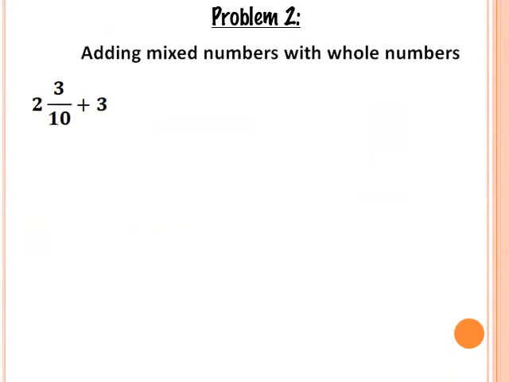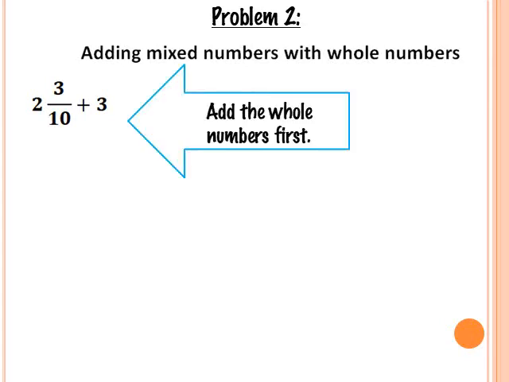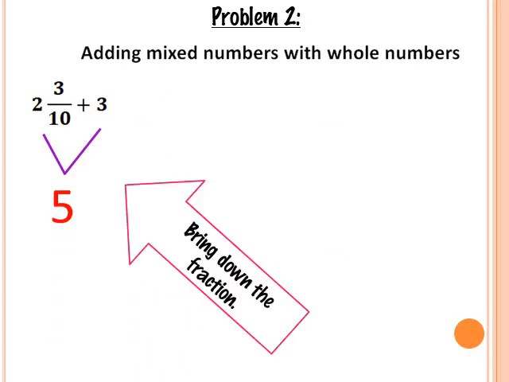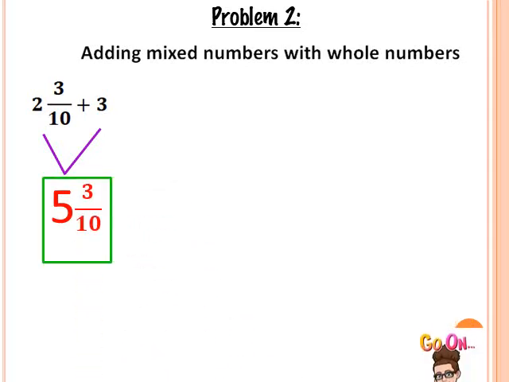Moving on to problem number 2. Here's an addition problem where we're going to add the mixed number to that whole number. So remember, the first thing that you do when you add these is you add the whole numbers first. So add 2 and 3, and you get 5. The next thing you're going to do is bring down the fraction. So bring that 3/10 right next to the 5, and your final answer is going to be 5 and 3/10. Let's move on to problem number 3.